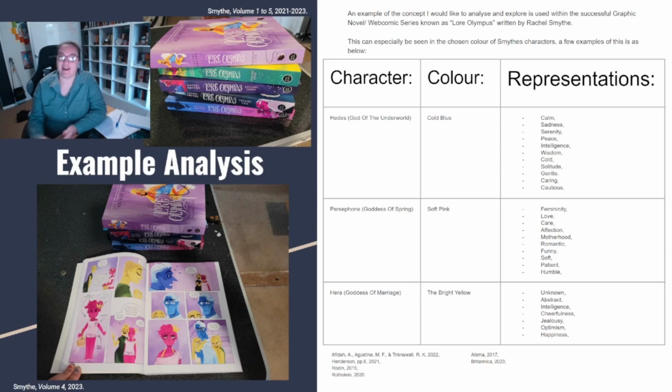So first up we have Hades, the god of the underworld, who's a cold blue color, which could represent calm, sadness, serenity, peace, intelligence, wisdom, cold, solitude, gentle, caring, and cautious. Now on the opposite side of the color spectrum, we have Persephone, the goddess of spring, in a soft pink color, which could represent femininity, love, care, affection, motherhood, romanticism, funny, soft, patient, and humble.